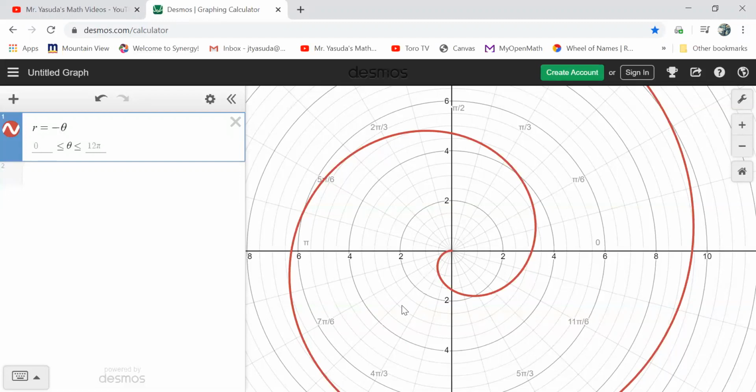So if you are checking your answers with Desmos, I'm feeling good about it. Well, they're a little weird. I'm not going to lie to you. They're a little weird. But there you have it.